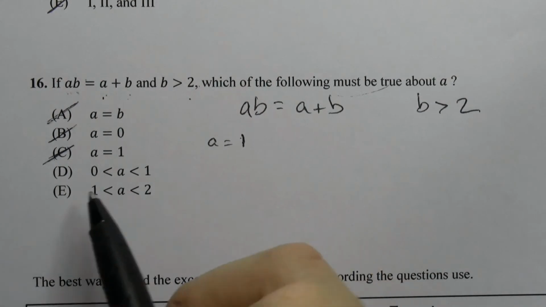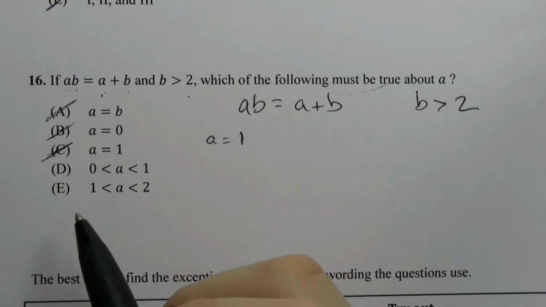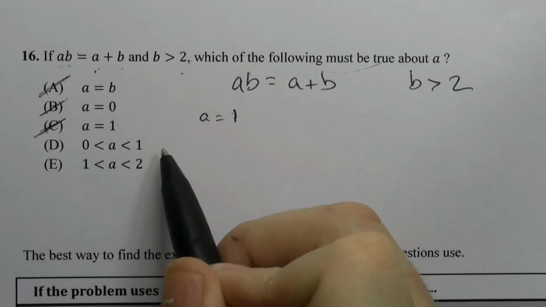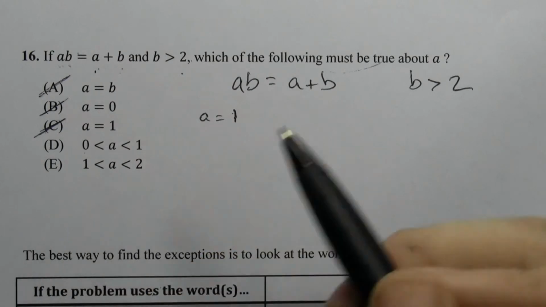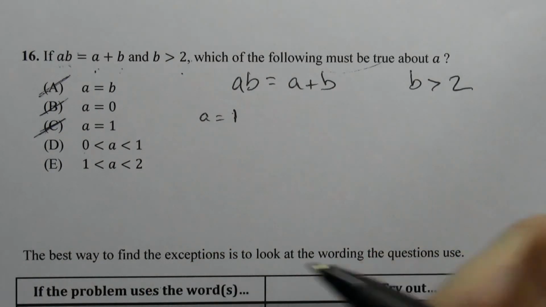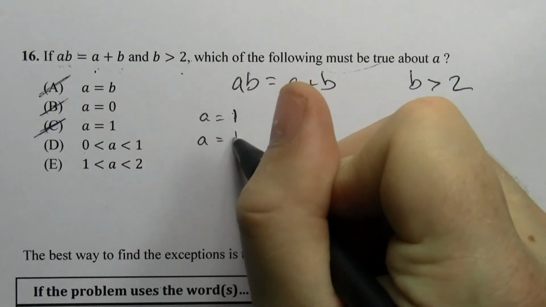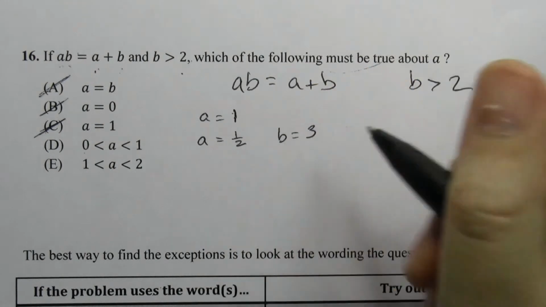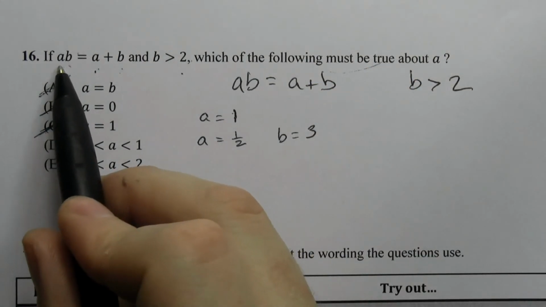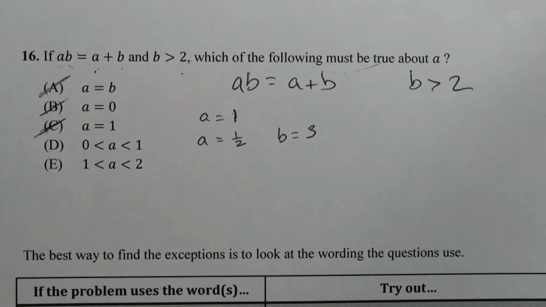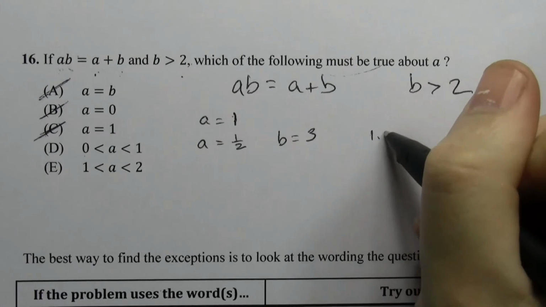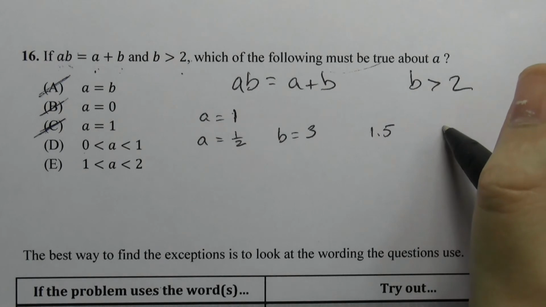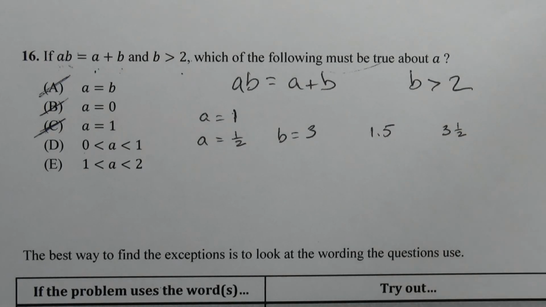So this is pretty cool. The last two answer choices are actually going to give you a lot of insight into what characteristic of A is important, right? So A has to be either between 0 and 1, that is a fraction, or between 1 and 2, that is some number like 1.5. So let's try numbers out here. Let's try A equals 1/2, and let's try B equals 3. In this case, we have 3 times 1/2, which is 1.5 on the left-hand side, and 3 plus 1/2, which is 3.5. Clearly they're not equal.